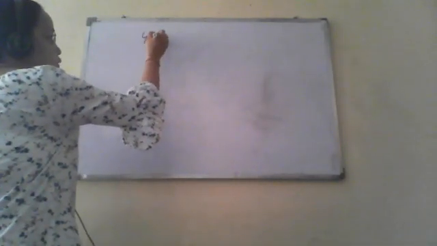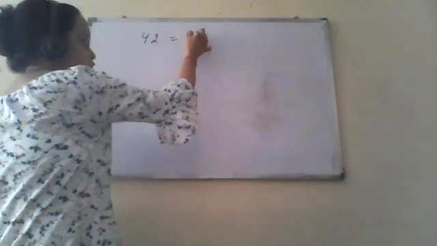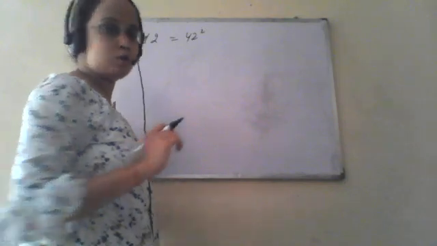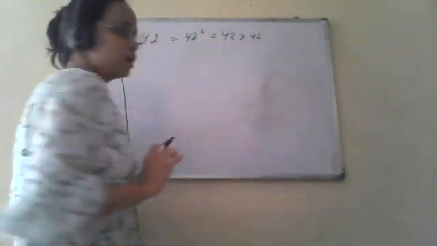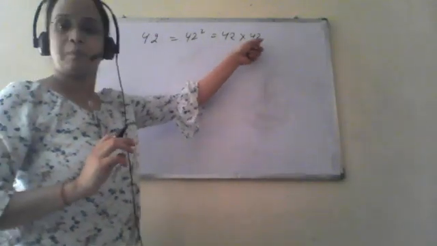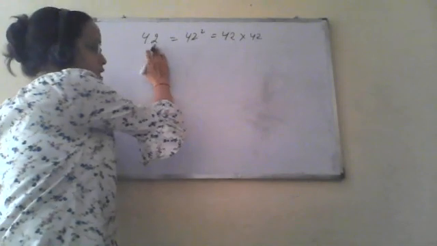Suppose there is a number, say 42. We have to find its square. In squares I have told you the square of 42 will be 42 raised to the power 2, or we have to just multiply this number by itself. Okay, we have to multiply the number by itself to find a square. So this is how to find a square.